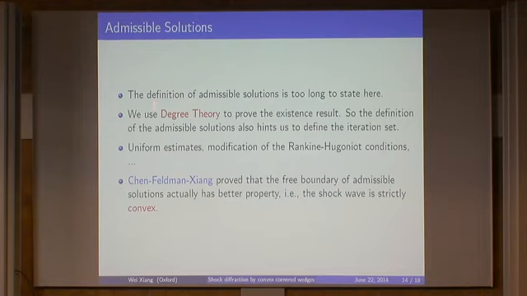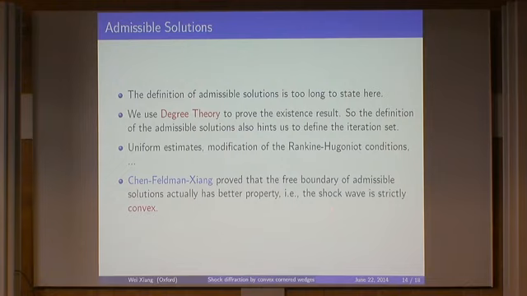And also, we use degree theory to prove the existence, based on your book. For the degree theory, we need to define the iteration set. The iteration set is actually hinted by the definition of admissible solution. The admissible solution is that the shock should satisfy, apart from the existence, some additional nonlinear properties, and to state this configuration nicely.